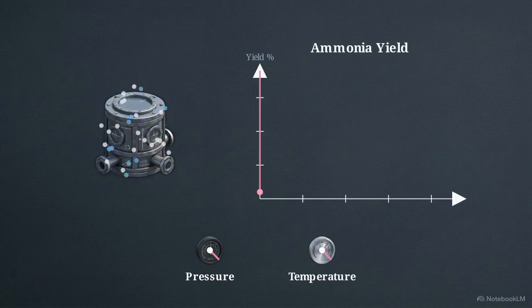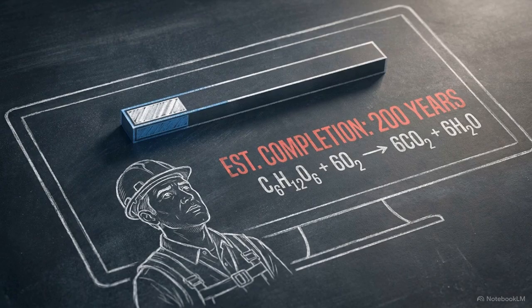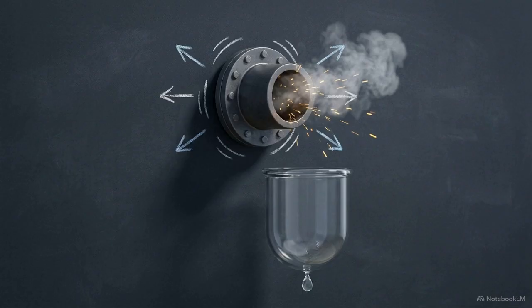Heating the vessels solves the energy problem. The particles collide aggressively and react incredibly fast. However, the high heat forces the equilibrium entirely to the left, destroying the ammonia yield. This is the central dilemma of industrial chemistry. Achieving a perfect yield that takes centuries to produce is economically worthless. A lightning-fast reaction that produces almost zero product is equally useless.